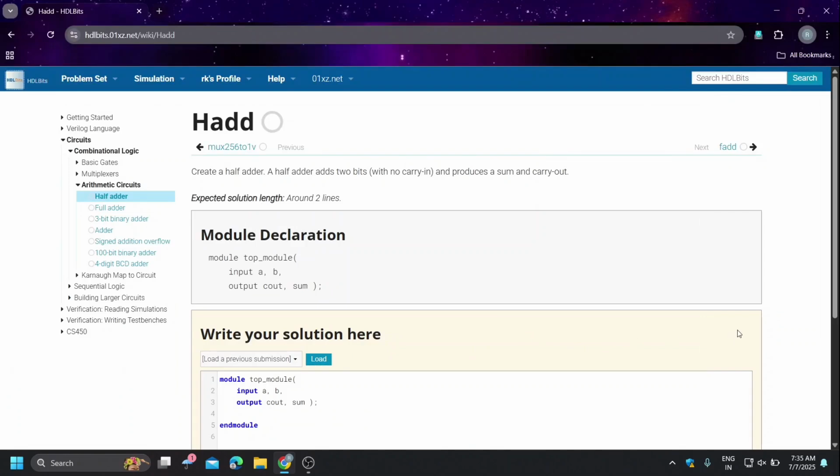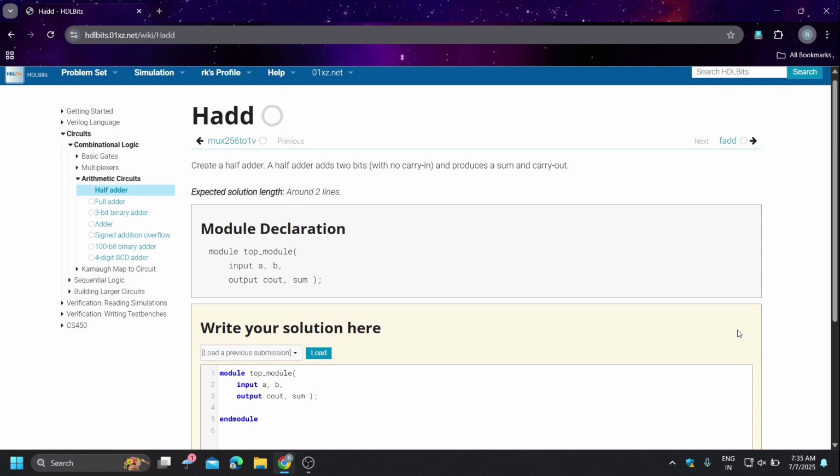Hello everyone. So today we are going to solve some arithmetic circuits. In this arithmetic circuit, first we are going to solve some half adder and full adder based questions. Here one question is given that is based on the half adder.